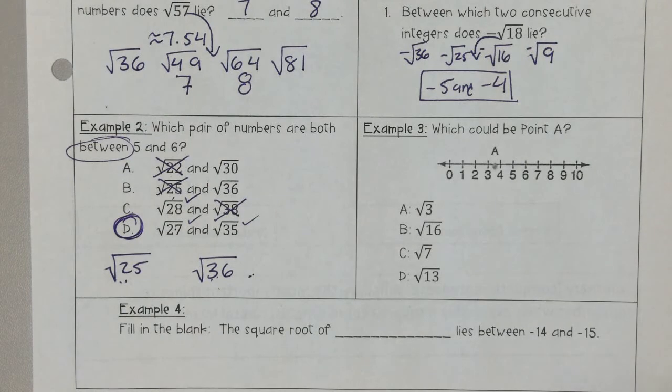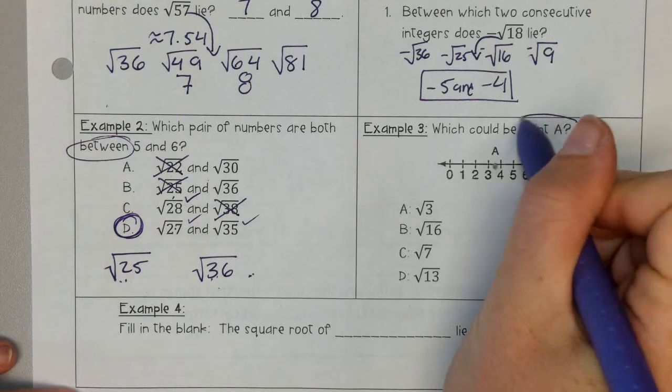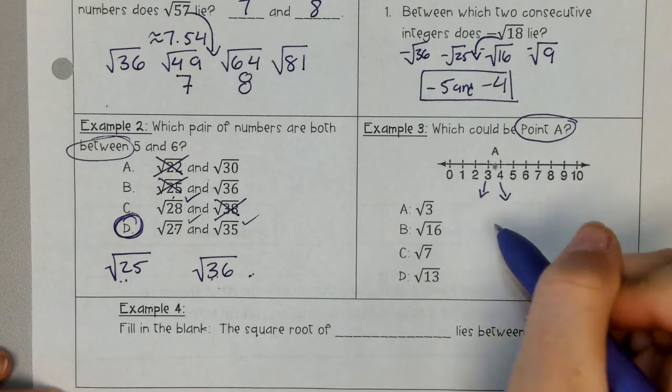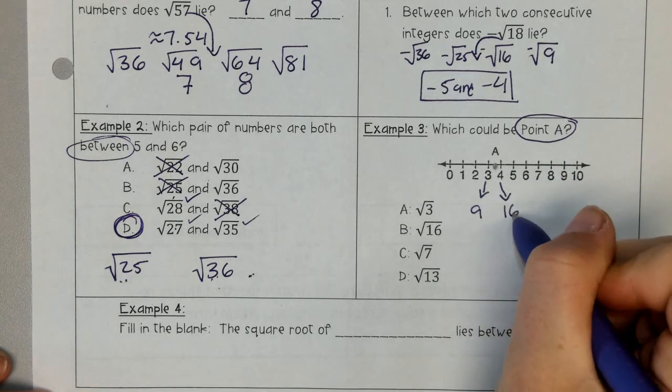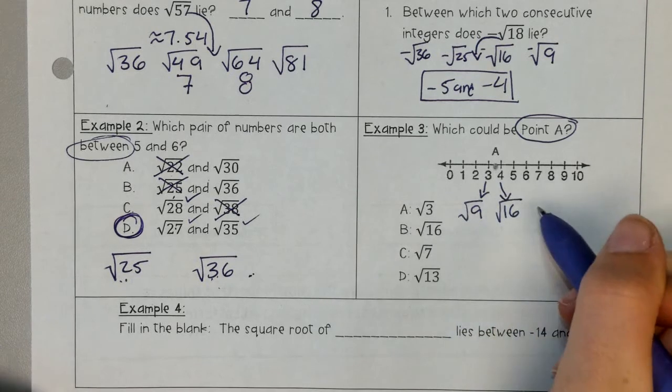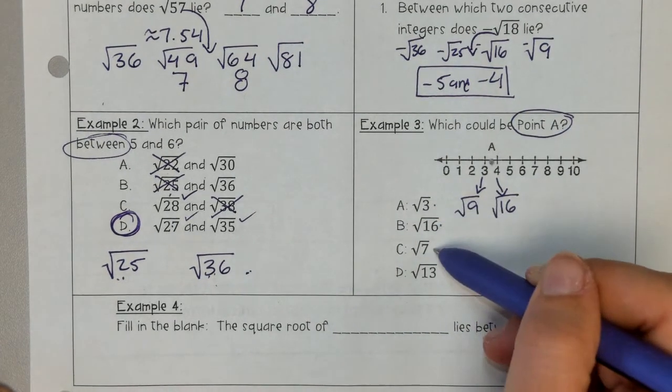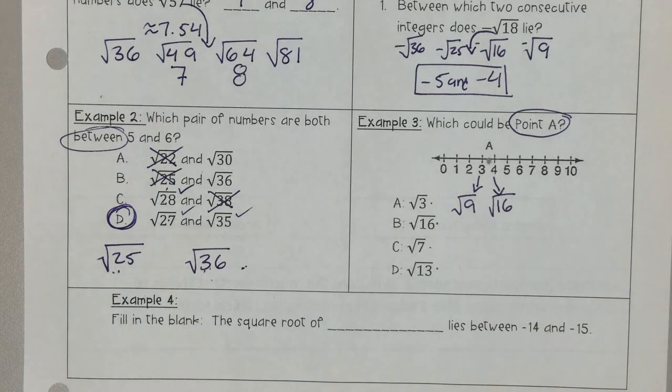Okay. Example 3, which could be point A. What perfect squares is A between? 9 and 16? So we want to pick a number that's between the square root of 9 and the square root of 16. Look at these 4 answer choices. Don't shout it out. Just think which number you would choose.